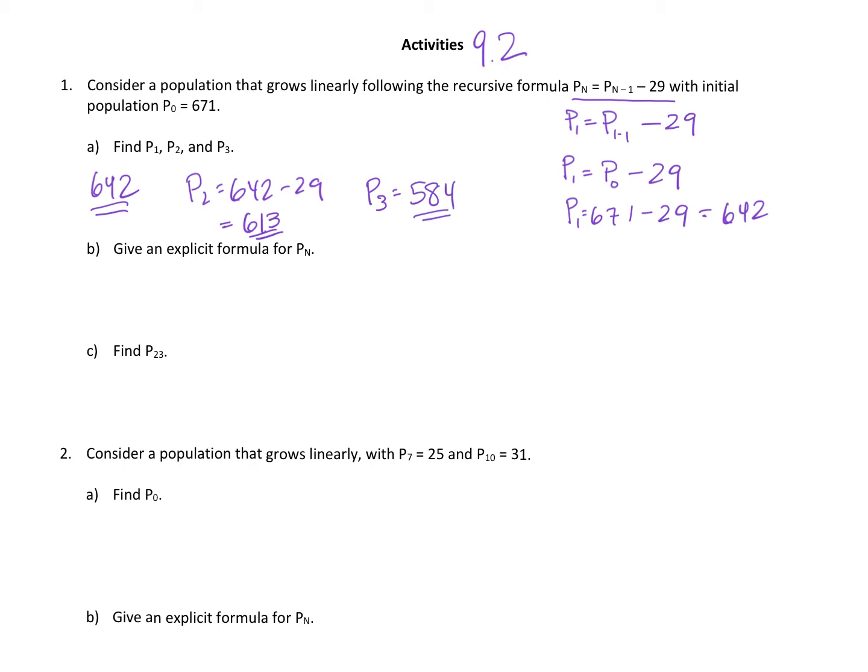So now we want to give an explicit formula for P sub n. What we were given was recursive because it uses the previous numbers in the list. An explicit formula would say, okay, well, P sub n is equal to, I start with P0, 671, and I repeatedly subtract 29. So I'm going to subtract 29 multiple times over and over again. Repeated subtraction is multiplication. So minus 29 times n.